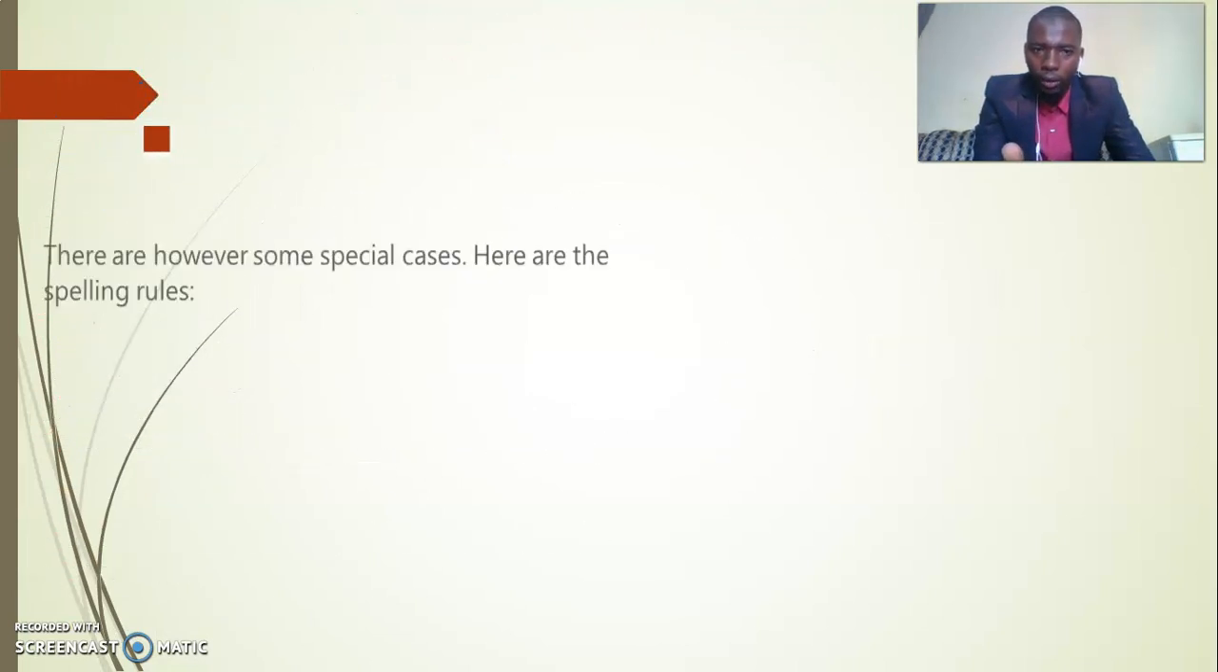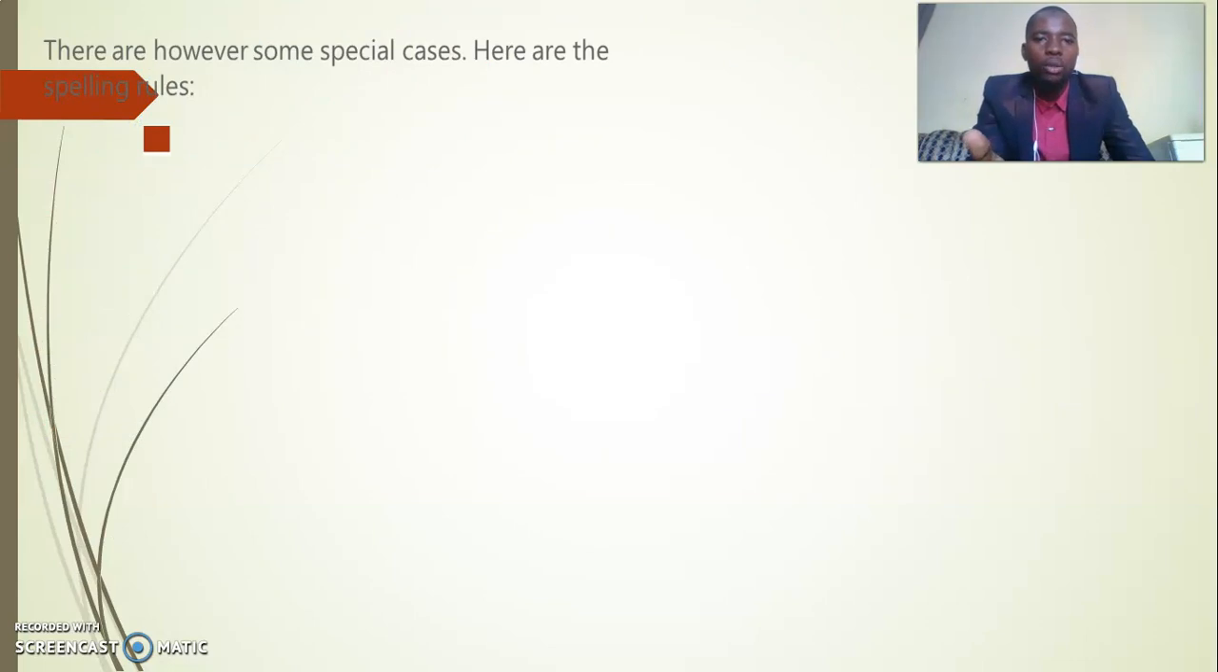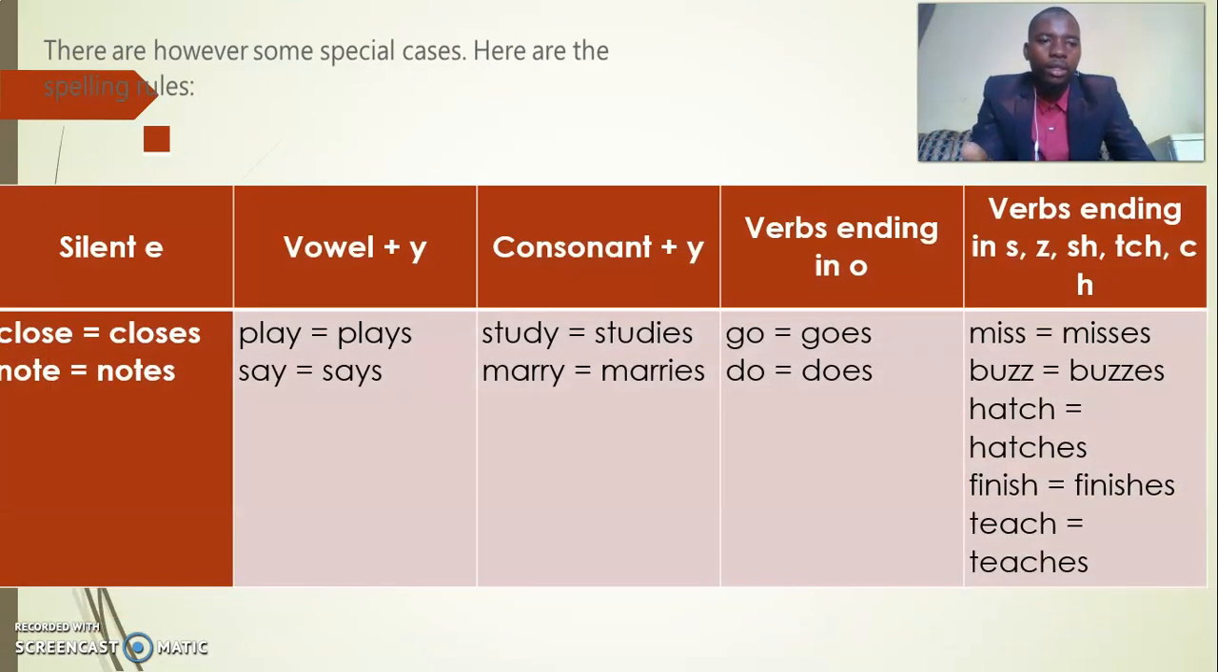And now we are going to see some special cases. Here we are. With silent E, verbs ending in silent E, for example, close and note. Here in the simple present tense with he, she, and it, we put S at the end. So here is an example. Note, notes. Again, from there we have another case. Vowel plus Y. Here we put only S at the end. Play, plays. And say, says.